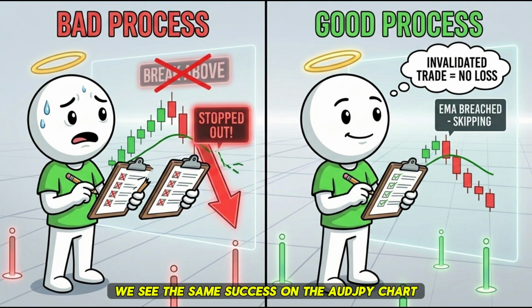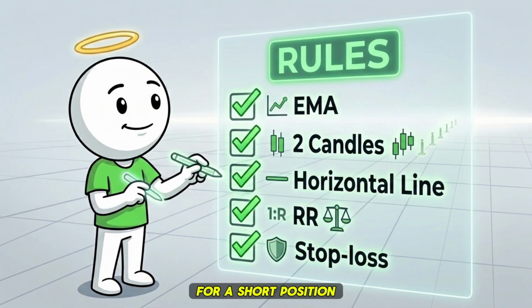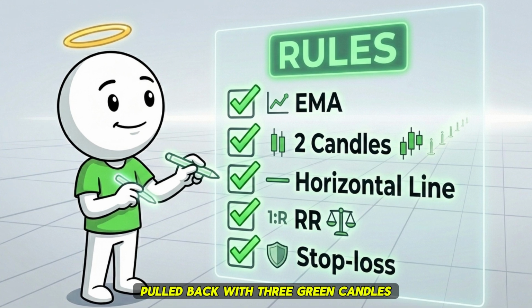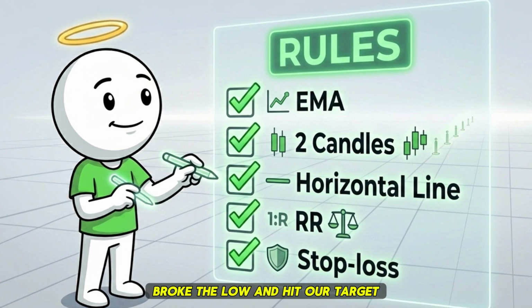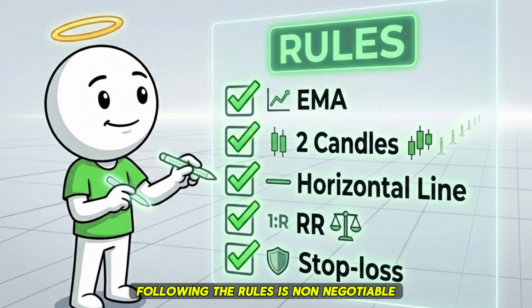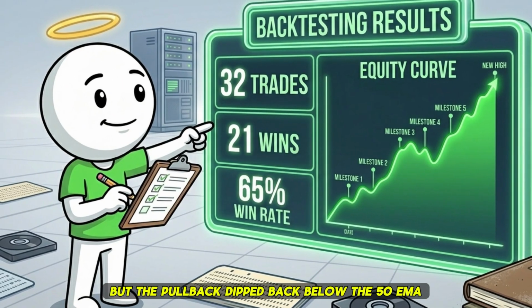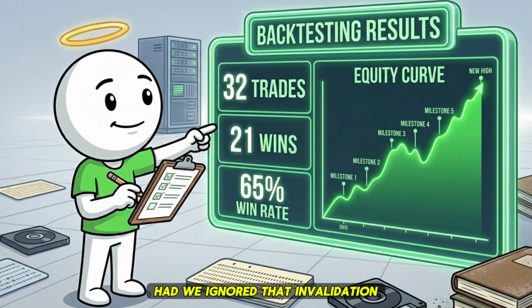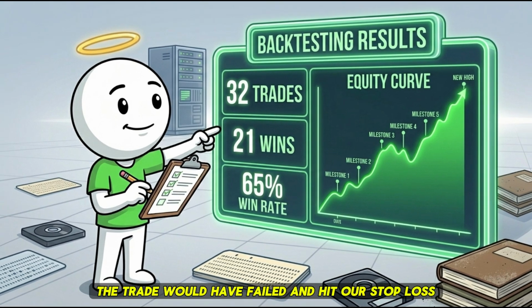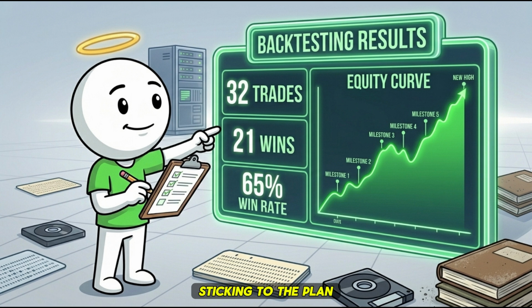We see the same success on the AUDJPY chart for a short position. Price broke below the EMA, pulled back with 3 green candles, broke the low, and hit our target. I also want to emphasize why following the rules is non-negotiable. In one example, the setup looked promising, but the pullback dipped back below the 50 EMA. Had we ignored that invalidation and bought the breakout anyway, the trade would have failed and hit our stop loss. Sticking to the plan is what separates profitable traders from everyone else.